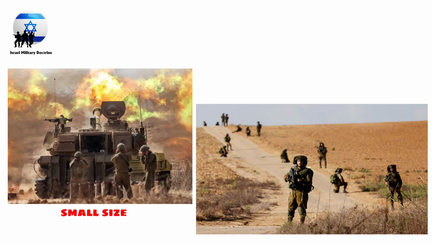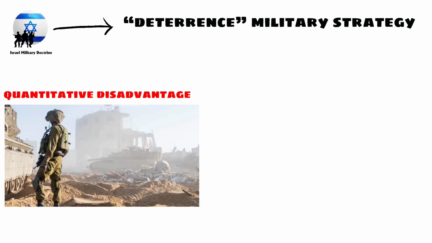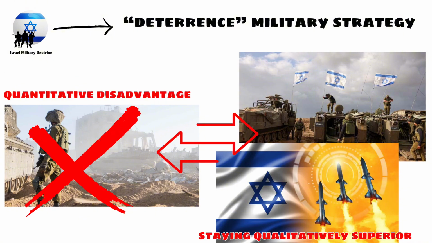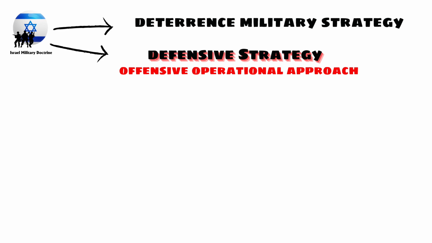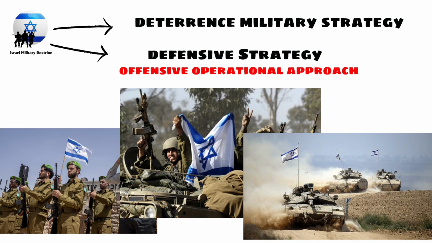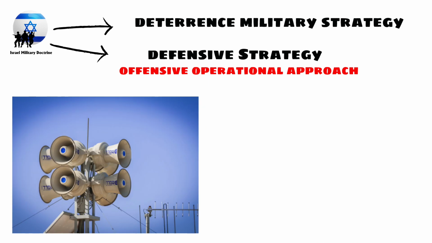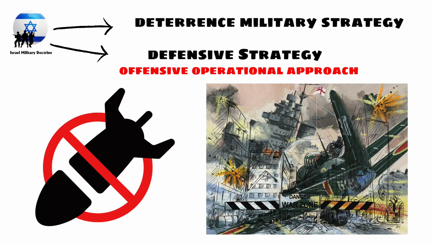Israel military doctrine. Israel's military strategy is shaped by its small size and lack of strategic depth. To offset these limitations, Israel relies on deterrence, including a presumed nuclear arsenal, and overcomes its quantitative disadvantage by staying qualitatively superior. Israel's military doctrine is fundamentally defensive, but takes an offensive operational approach. Israel preempts potential threats to secure swift and decisive victories. Israel stays in a state of high readiness, utilizing advanced early warning systems and strong military intelligence to prevent surprise attacks.